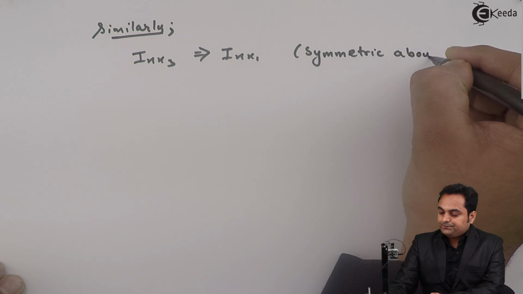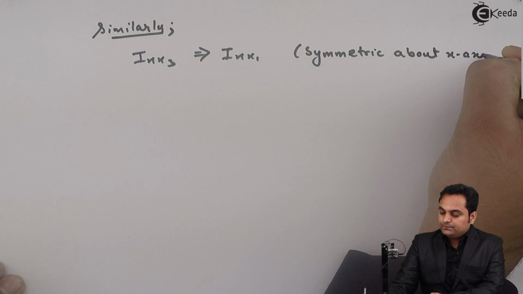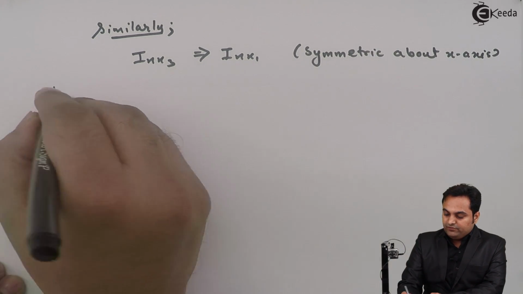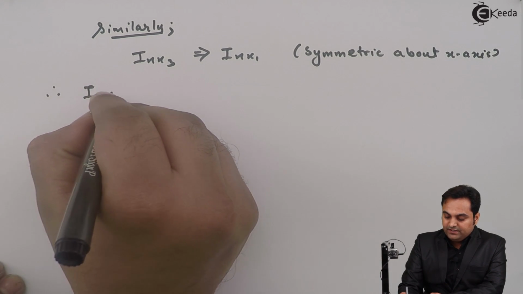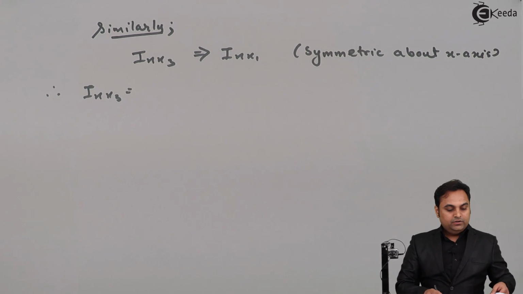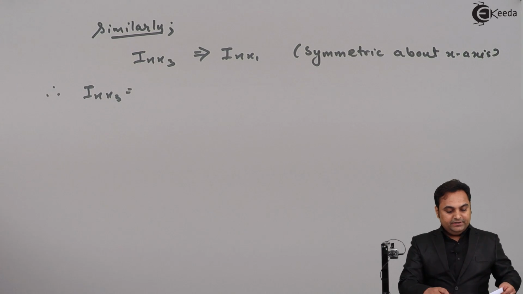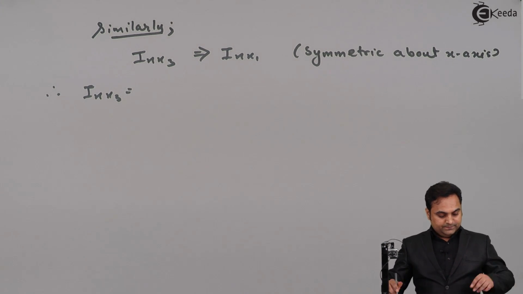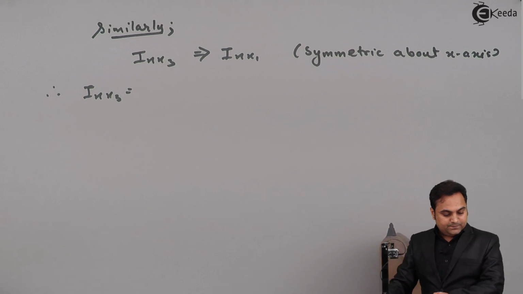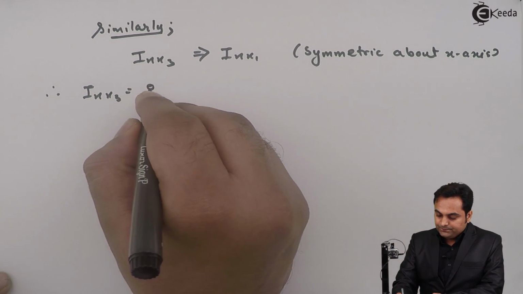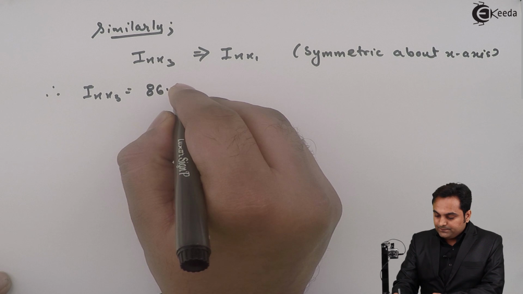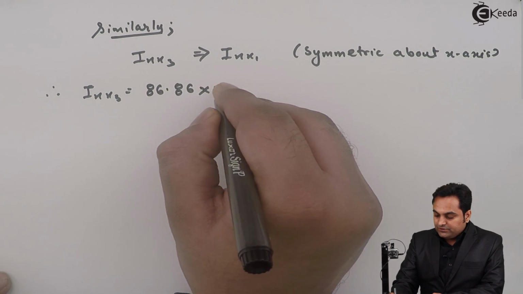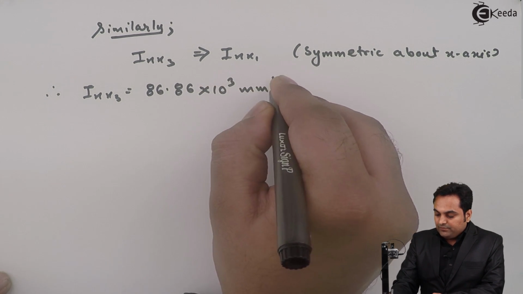about x-axis. So therefore Ixx3 will be the same as Ixx1, which we had calculated, and Ixx1 was 86.86 into 10 raised to 3 mm raised to 4.